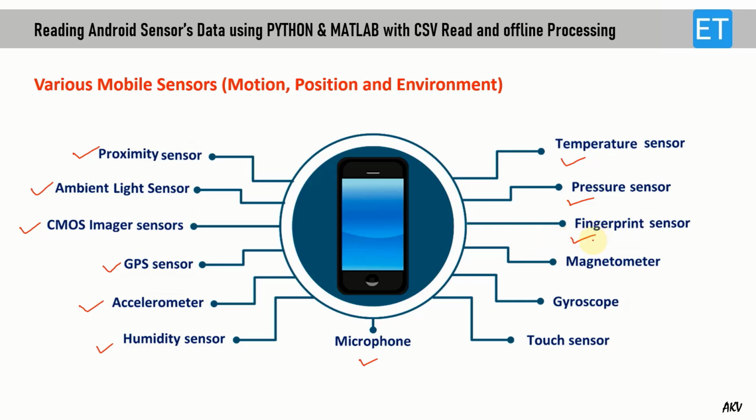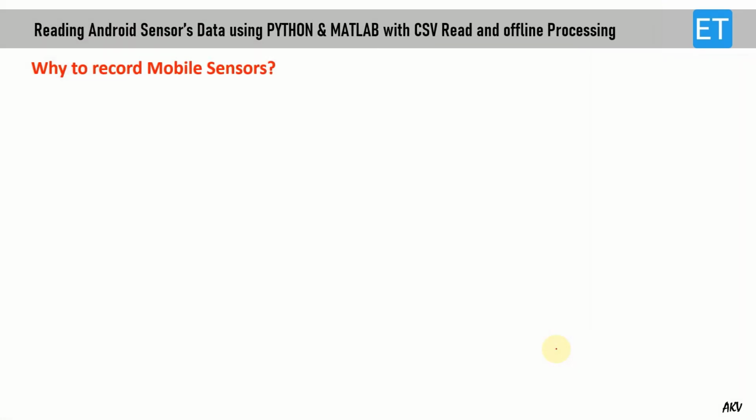And then fingerprint sensor for security, magnetometer, that means sensing the magnetic field around us, so that it can implement the compass. And then gyroscope, that will be useful in playing various mobile phone games. And then touch sensors. So we can use these sensors to record the data and process it for our applications.